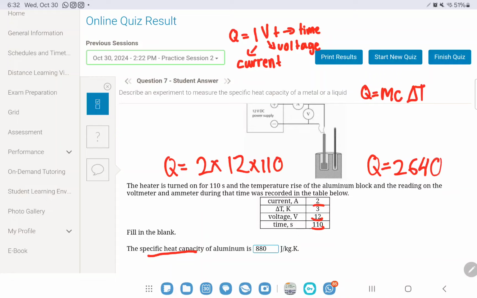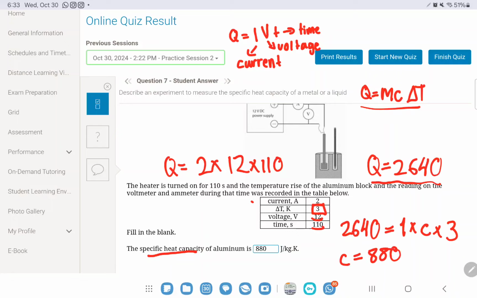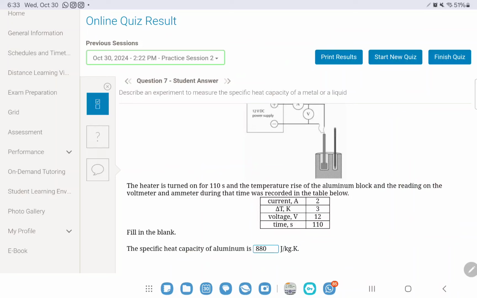2640. Now we take it and we substitute it into this equation using whatever we know. So 2640 equals mass. They told us it's a 1 kilogram block, so our mass is 1 kg, times C, which we need to find, times delta T, which was given as 3. So you just do 2640 divided by 3 and you're gonna get C equals 880. And that's your answer. That's it for this question. Now let's move on.